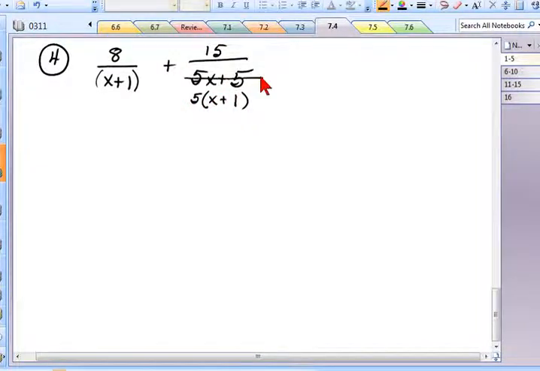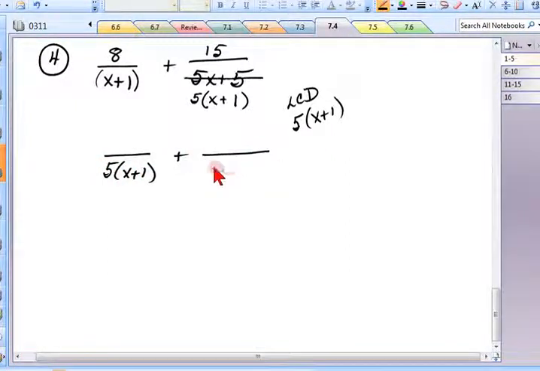So I don't need that form anymore. I'm trying to build the least common denominator. That's why I factored. What will the least common denominator be? I need a 5, and I need an x plus 1. So I'll write it down twice, 5 times x plus 1. Another fraction, 5 times x plus 1.